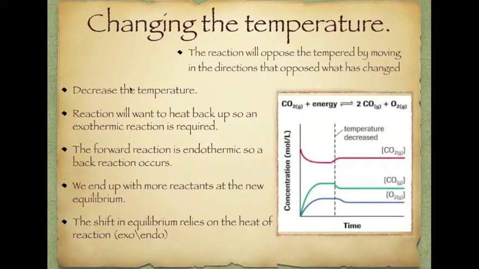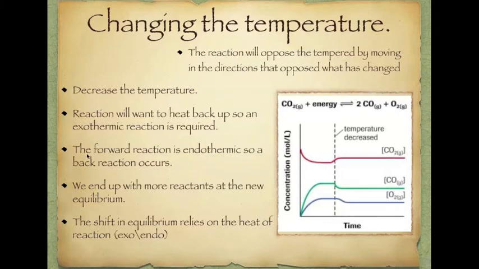What will happen? Our change is decreasing the temperature, and we have an endothermic reaction. According to Le Chatelier, the reaction will move to oppose the change, oppose the decrease in temperature, and thus the reaction will want to heat back up, so an exothermic reaction will be required. The exothermic is our reverse reaction here. So our reaction going back this way is exothermic.